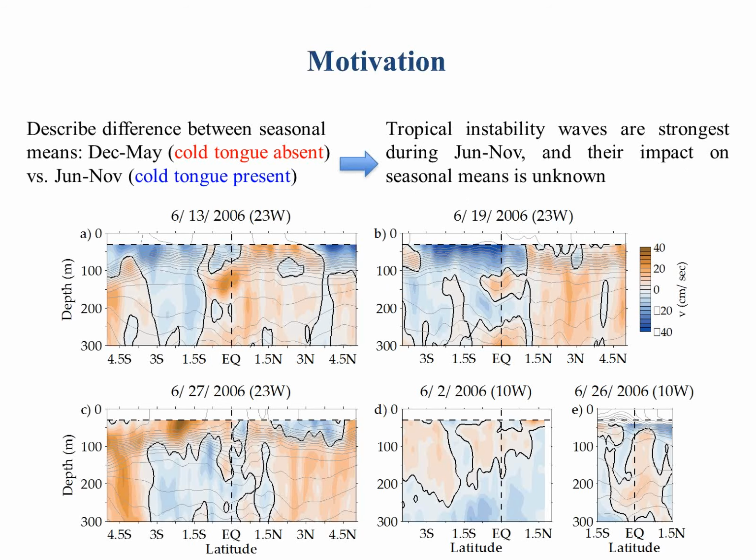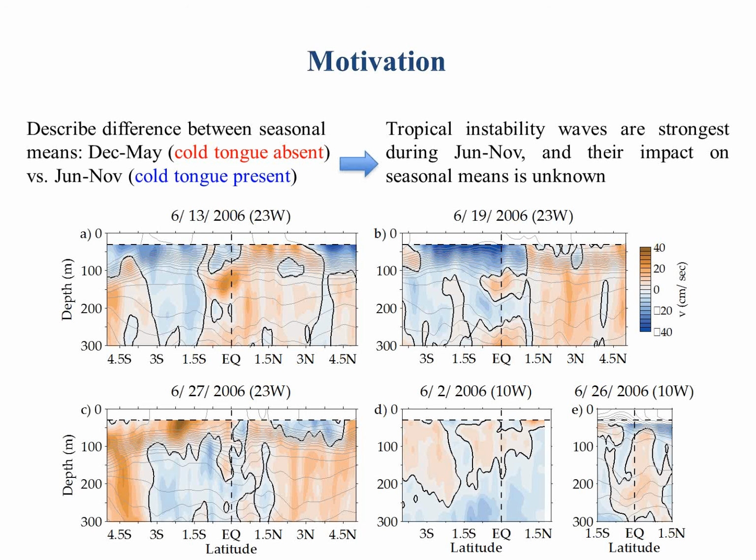Why do we want to look at seasonal differences? Well, during June to November, when the cold tongue is present and the trade winds are strong, tropical instability waves are also present and quite intense. And their impact on the seasonal means is not well known. And I'm showing here all of the cruise transects along 23 west, these first three, and along 10 west. So this is latitude and depth. All of the transects are reflected in June.